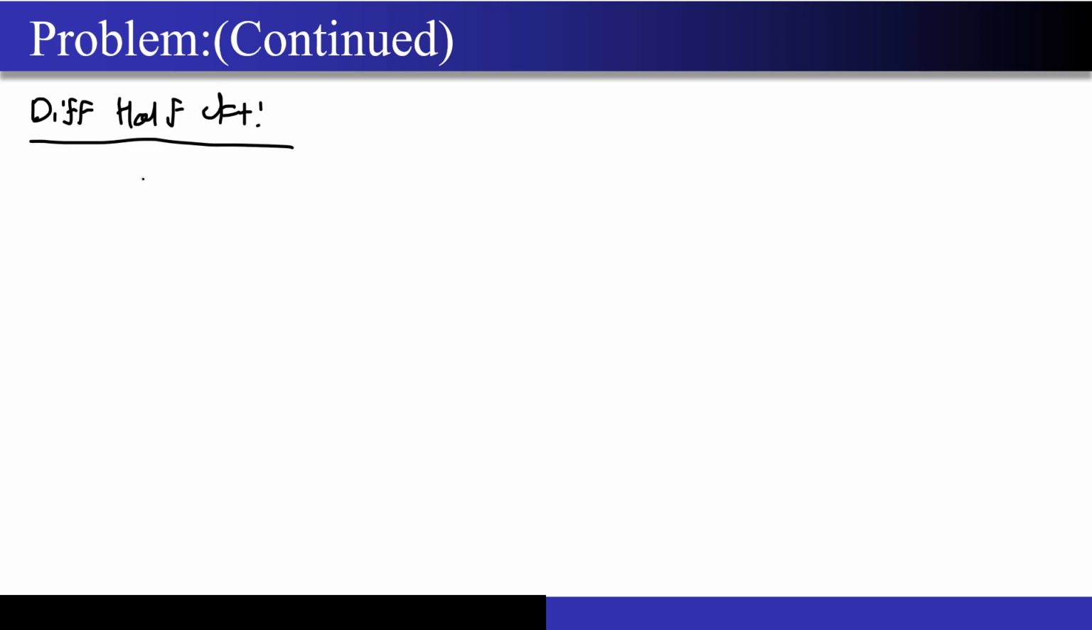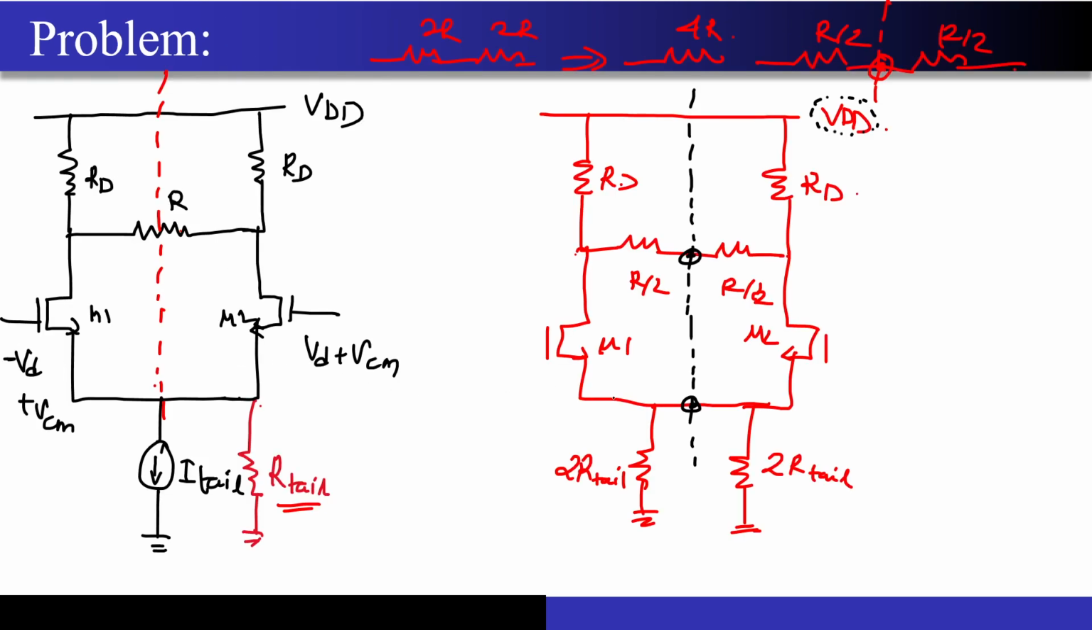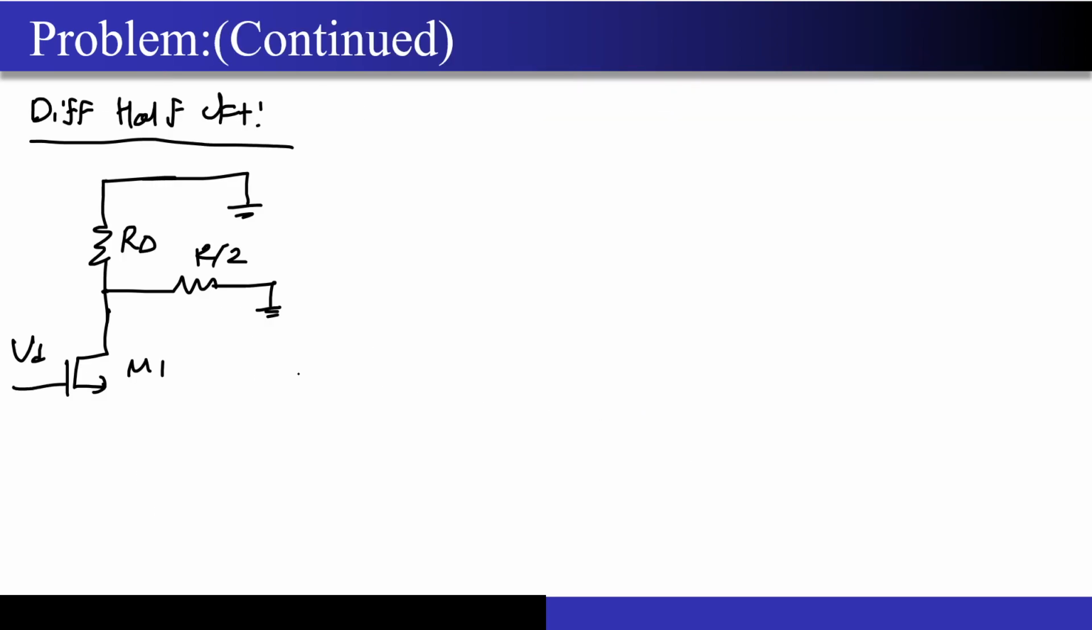So I had a supply on the top, which I am grounding. Then I have the RD that was present. Then I have R by 2 resistance. Since this is a differential half circuit, this other end will be grounded. Then on the bottom I have M1 where I am giving the input VD. And this particular thing will be short circuited for the differential half circuit, so no degeneration is present in this case. So this is where I was taking the output.